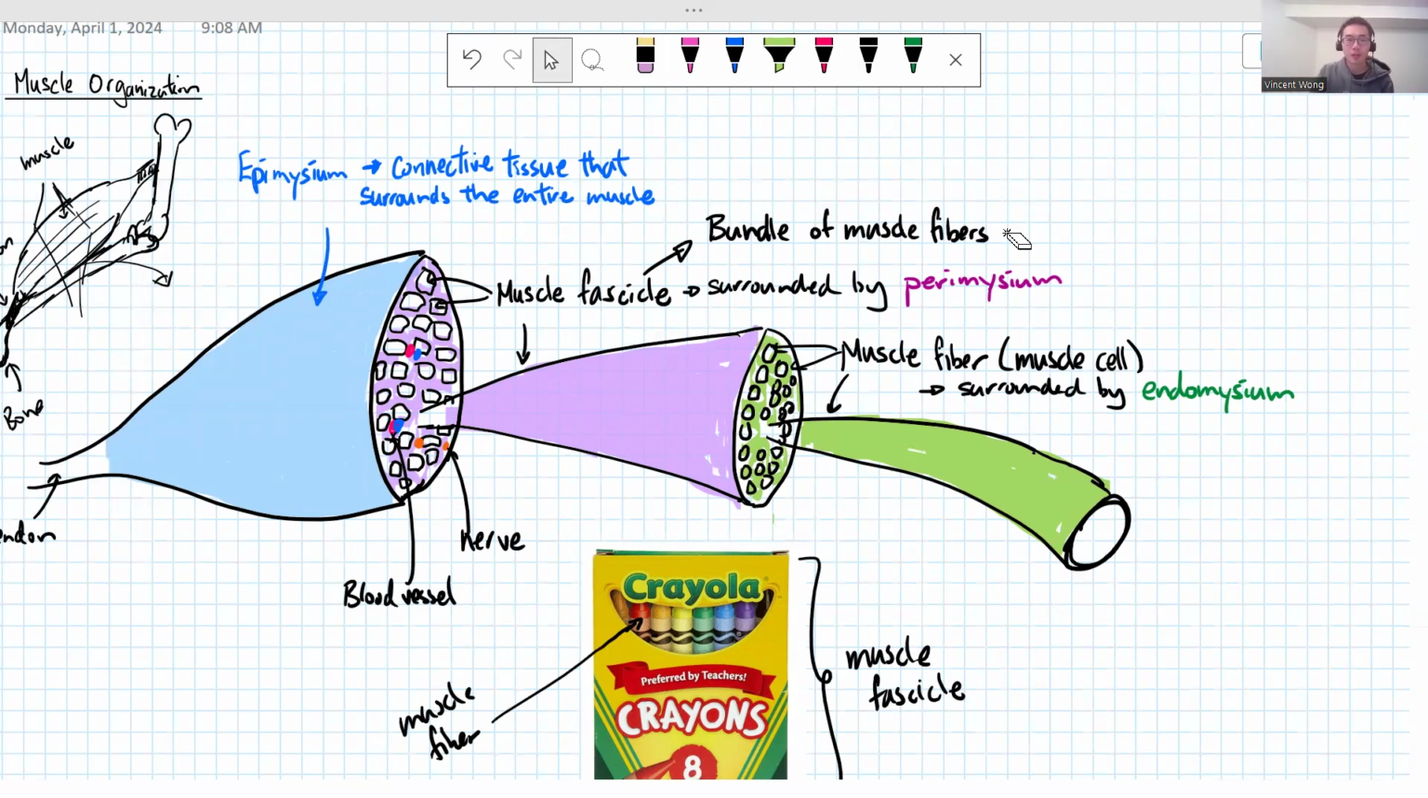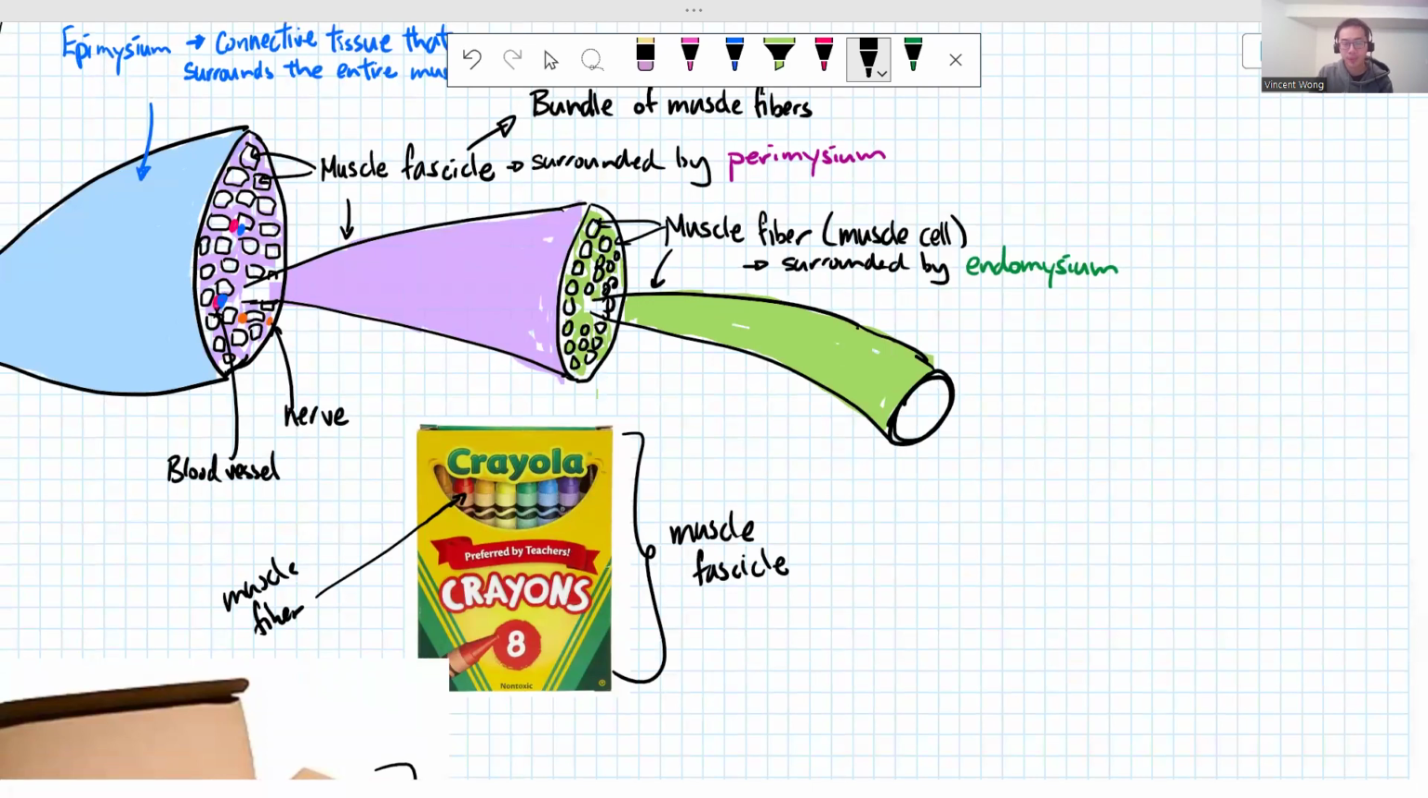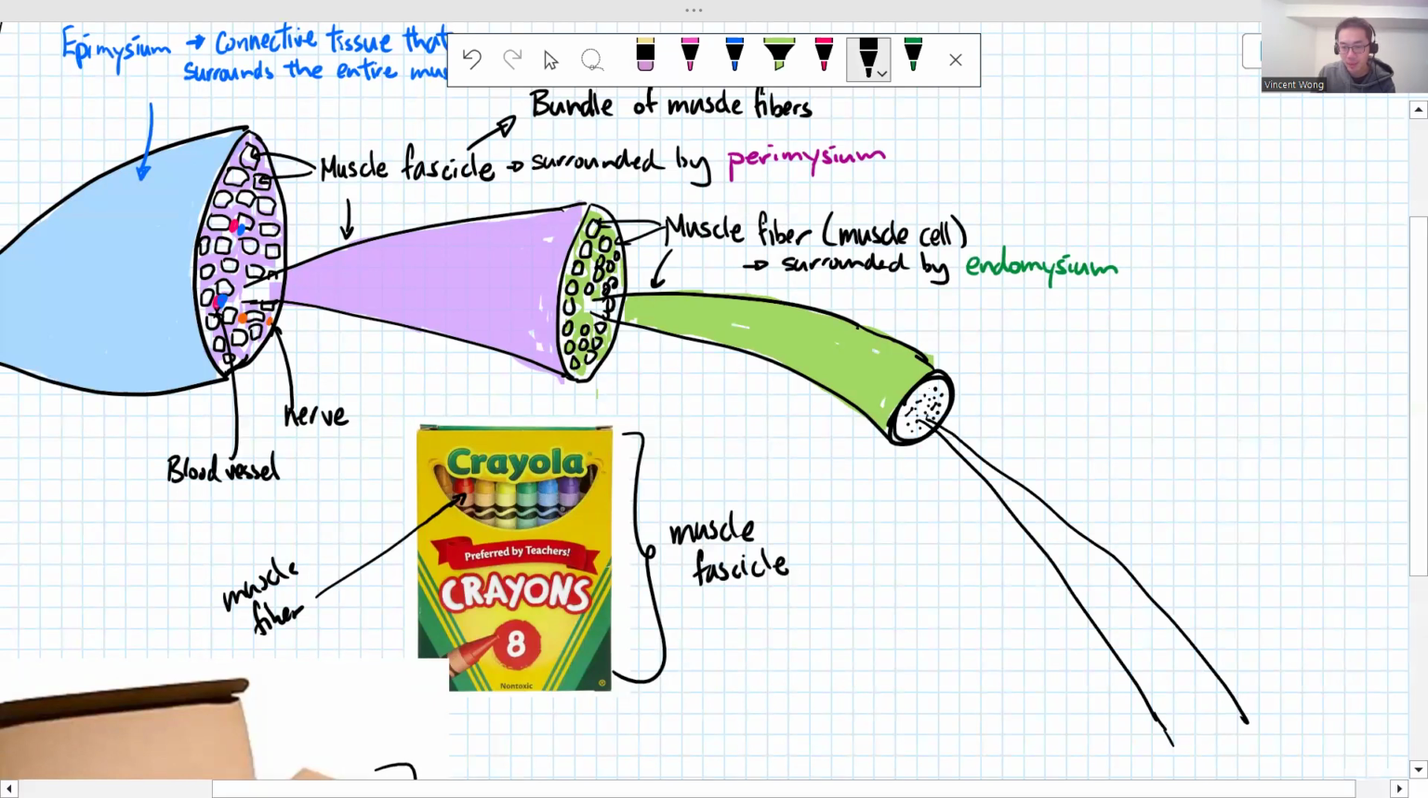Unfortunately, this is not the end of the story. The muscle fiber, the individual muscle cells, actually also have more things in it. This is the last time, okay? And then we can take out one of these things as well.